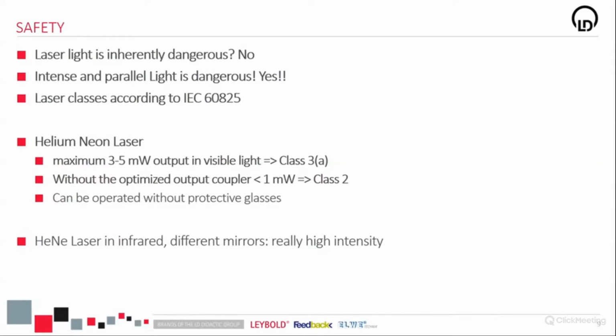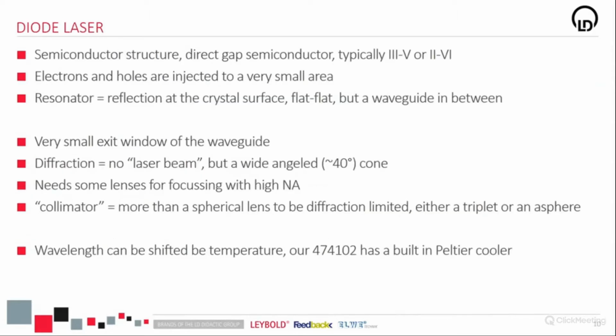And they can use it with protective glasses. Of course, for their better feeling, you might want to use alignment glasses, which reduce the light a little bit. But in the very end, with a special output coupler, we can come right close to this class 2. And so you have the choice whether you want a really high light output or you want something that is safe for the students and can be used in the lab. There is another set of mirrors which makes it operate in the infrared, and that's really high intensity and not recommended for student use.